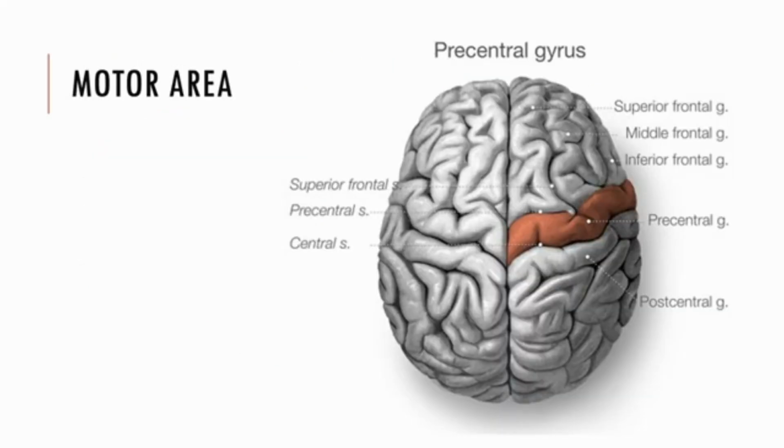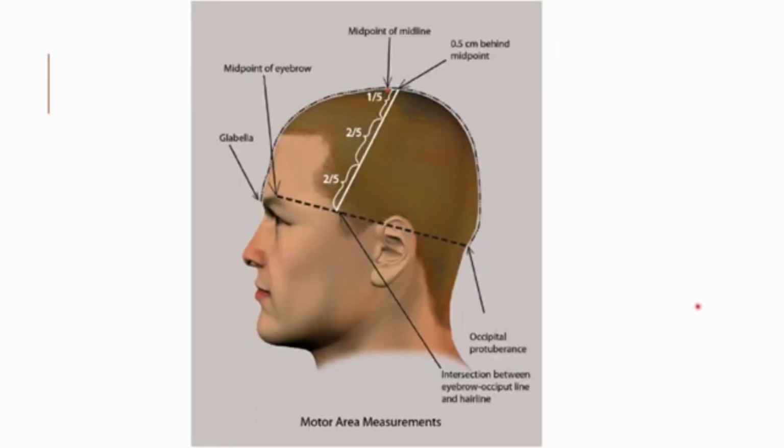The motor area is located on the area of the scalp corresponding to the precentral gyrus of the frontal lobe. The motor area is located in a strip beginning at the midline at a point 0.5 centimeter posterior to the previously located midpoint of the head, along the anterior-posterior line.